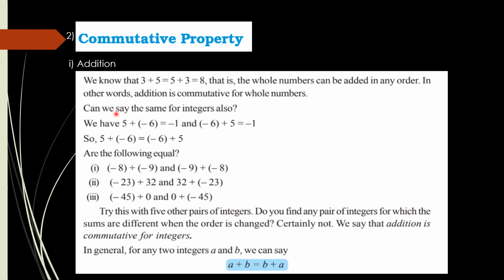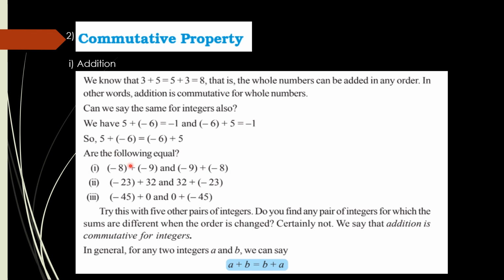Okay? Can we say the same for integers also? Let's check. We have 5 plus minus 6. One is a positive number, one is a negative number. So we have to subtract 6 minus 5, that is 1. And 6 is the greater number, so the sign is minus. Answer is minus 1. And minus 6 plus 5, so again the answer is minus 1. Right? So both answers are the same. First we add 5 plus minus 6, second we add minus 6 plus 5. We change the order but still we got the same answer. So 5 plus minus 6 is equal to minus 6 plus 5.